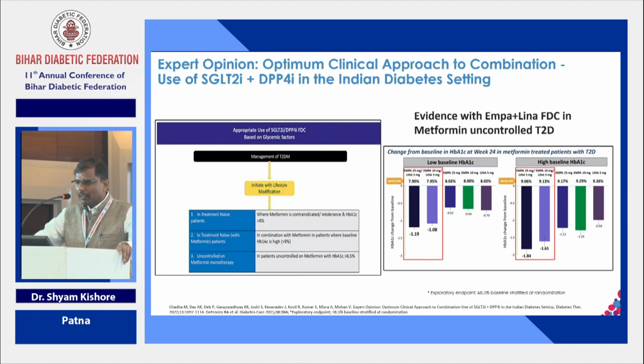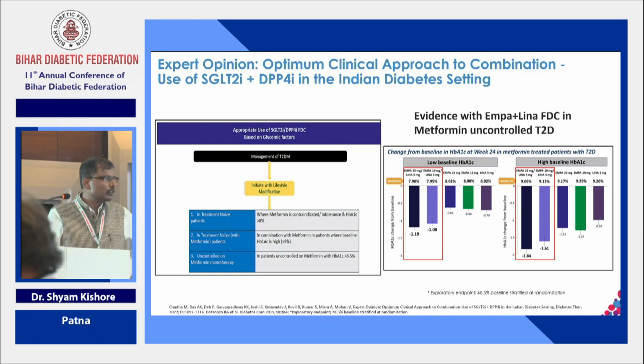Is there any study which shows that SGLT2 inhibitors and DPP4 inhibitors together gave better glycemic control? This study was done in more than 700 patients. They used empagliflozin 25 with linagliptin 5 milligram, and empagliflozin 10 with linagliptin 5, and compared these with empagliflozin 25, empagliflozin 10, and linagliptin 5 alone.